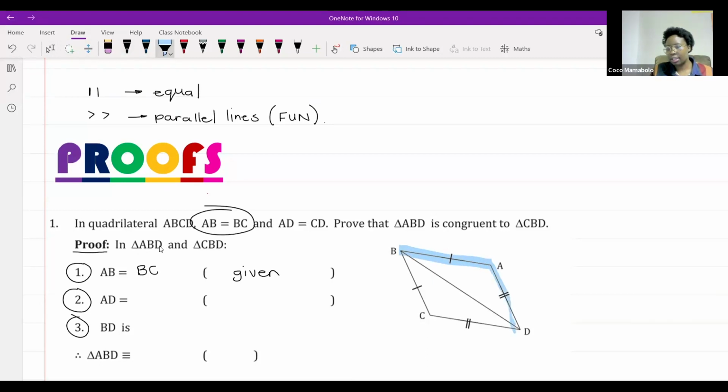Good. Then we're going to go to AD. AD is equal to what? Thank you, V, for reminding us that this is a side. Good. AD is equal to CD, and that is also given.